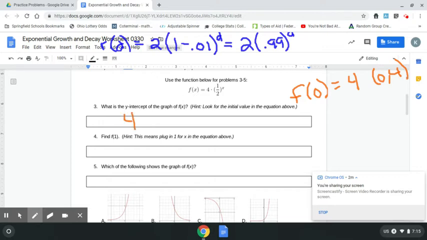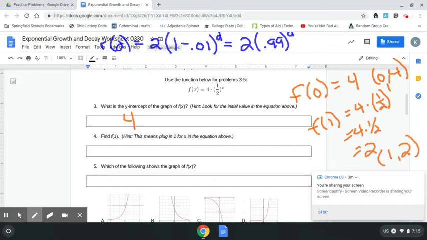Find f of 1. So now we take this, and everywhere we see x, we plug in 1. So 4 times 1/2 to the first power. Well, anything to the first power is the base. So in this case, it's 4 times 1/2, and half of 4 gets us 2. So if we plugged in 1, we got out 2. So where is f of 1? That's 2. So which of the following graphs shows f of x?